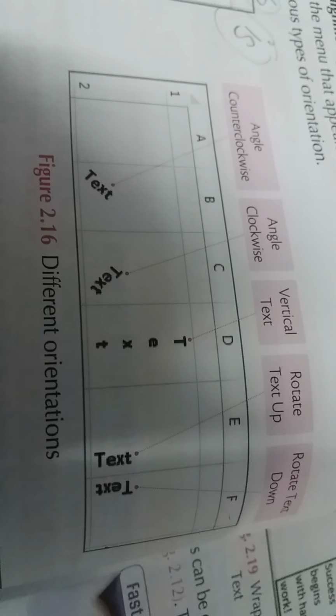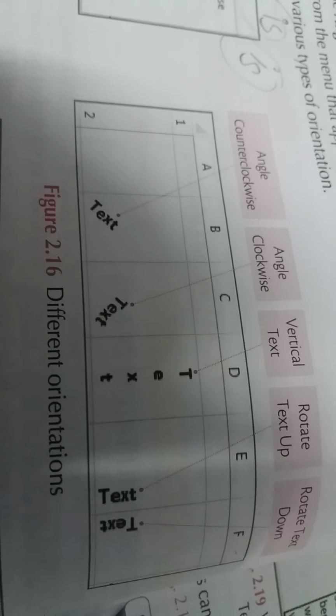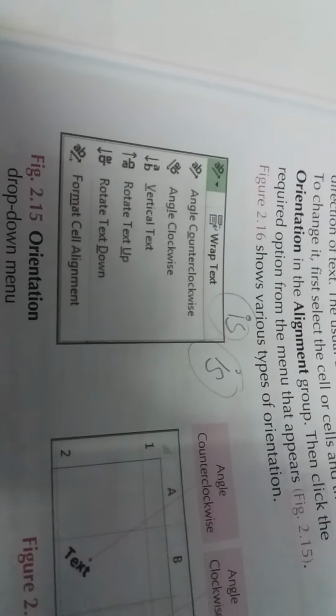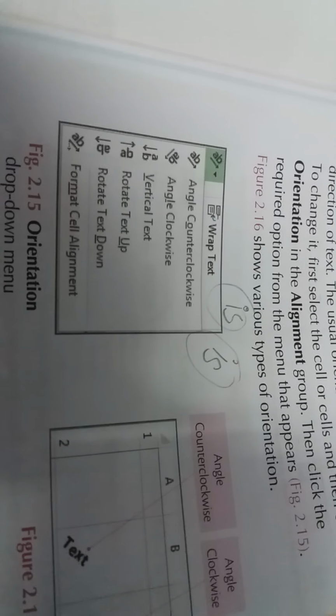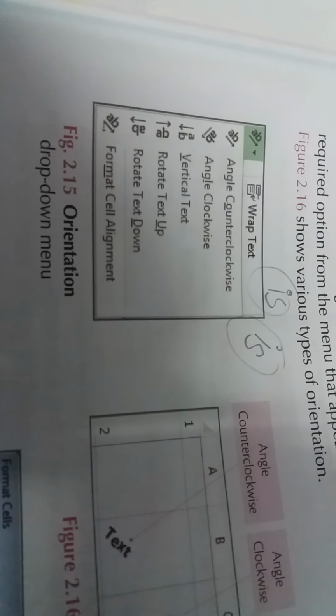various types of orientation. Look at this. From right to left, if we move: rotate text down, rotate text up, vertical text, angle clockwise, angle counterclockwise. These are different orientations. Here in 2.15 text wrap, here comes orientation in the alignment: angle counterclockwise, angle clockwise, vertical text, rotate text up, rotate text down, format cell alignment.